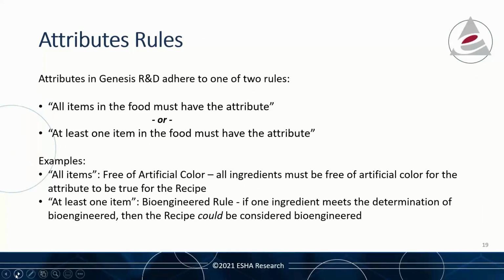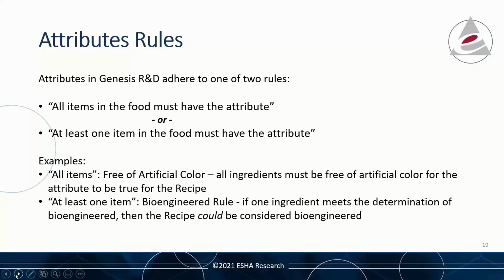Attributes in Genesis follow one of two rules. Either all items in the food must have the attribute, or at least one item in the food must have the attribute. So an example of the first rule might be free of artificial color. For such a case, all of the ingredients in the recipe would need to indicate the free of artificial color attribute in order for that attribute to be true at the recipe level.